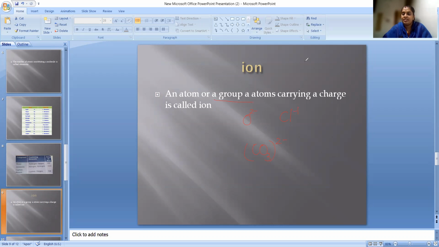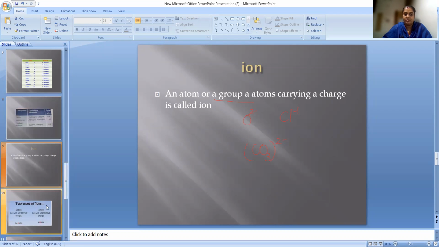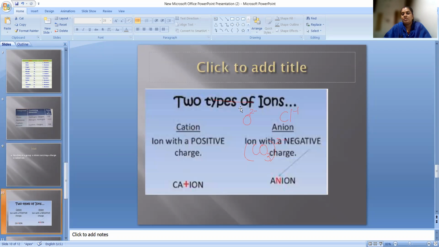Now let us see the different types of ions. First we can see the difference based on the charge. There are 2 types of ions. You already know about this. This is a very easy difference. If they are positively charged, then it is called a cation. If the ion is negatively charged, then it is called an anion.